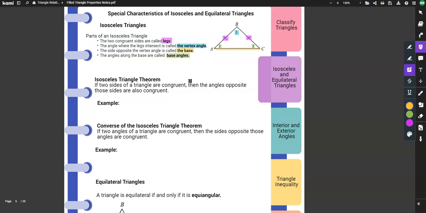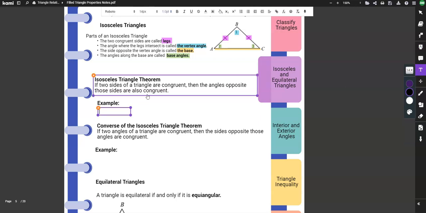All right, so here we have the isosceles triangle theorem, which states that if two sides of a triangle are congruent, then the angles opposite those two sides are congruent. So what that means is if there's an isosceles triangle, then the base angles are congruent.